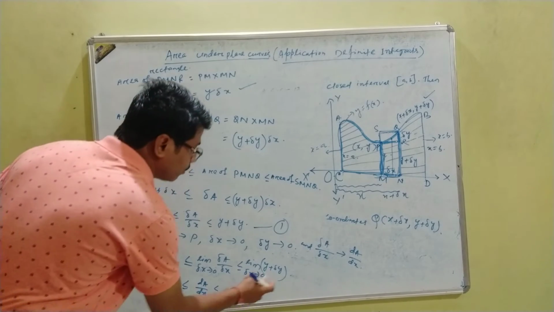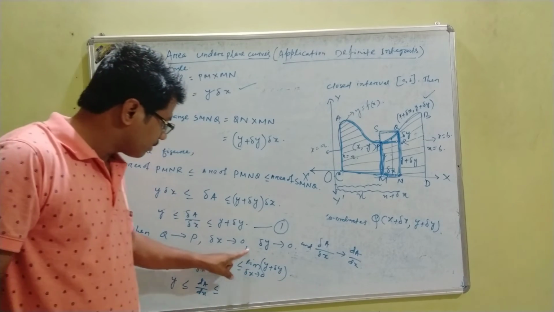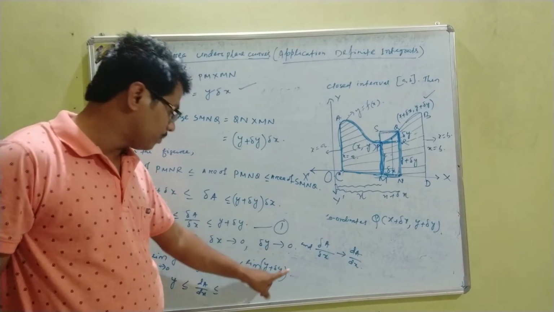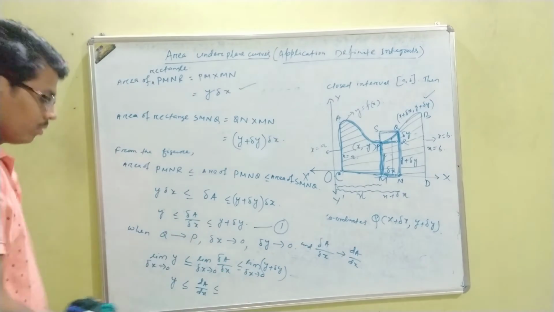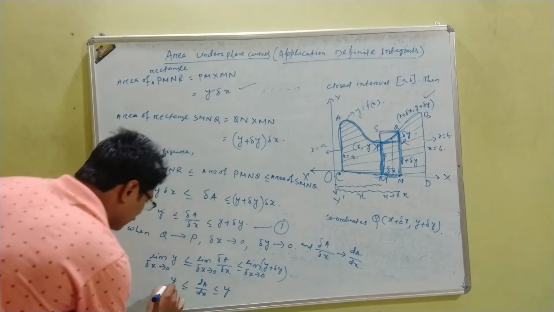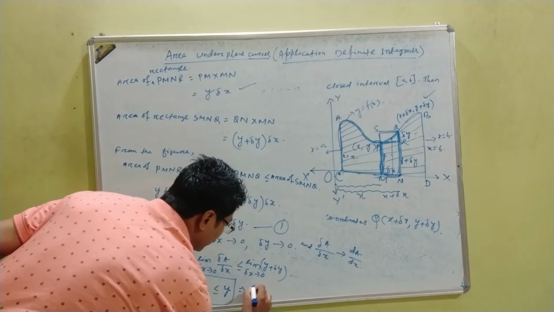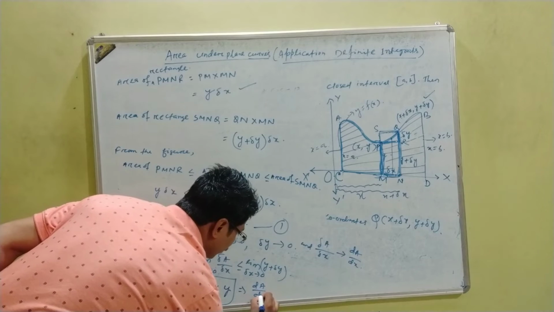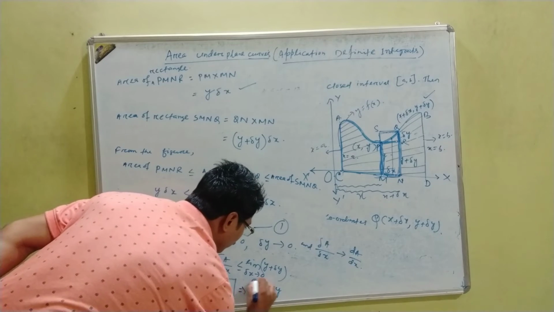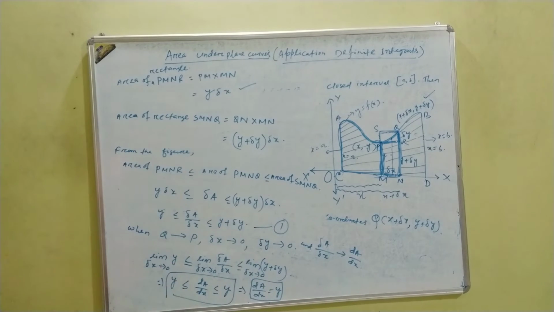We know that when delta x tends to 0, delta y tends to 0, that means this goes to 0, only y is left. But this relation implies that dA by dx is equal to y.